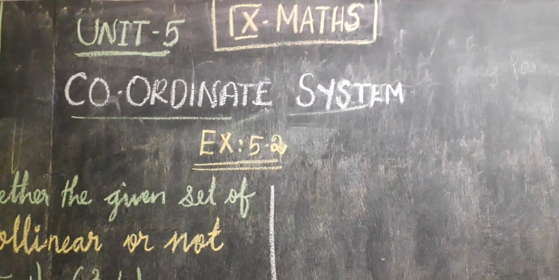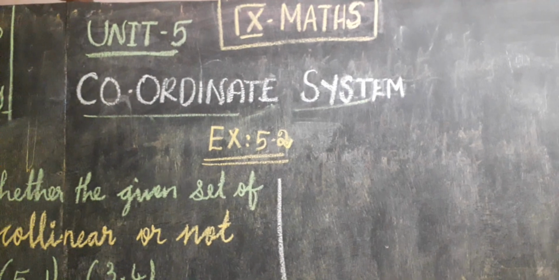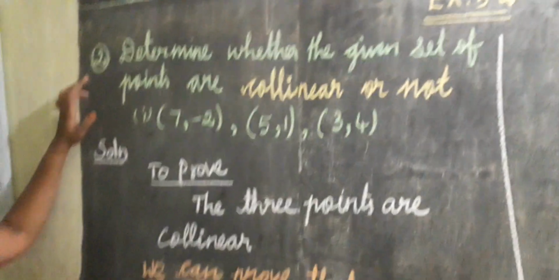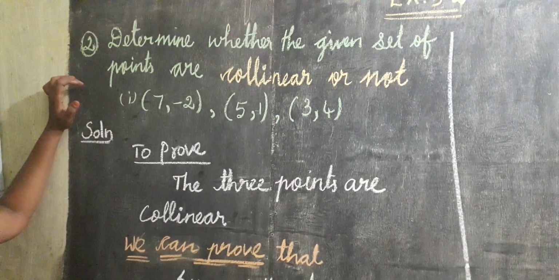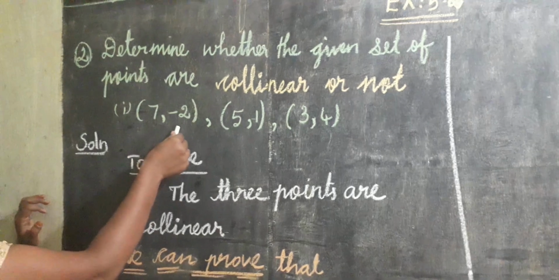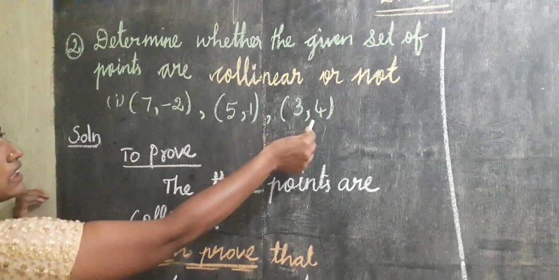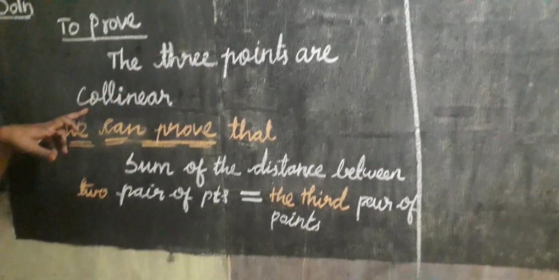9th Standard Maths, Unit 5, Coordinate System. Exercise 5.2. See question number 2. Determine whether the given set of points are collinear or not. The given points are (7, -2), (5, 1) and (3, 4). We have to prove the 3 points are collinear.